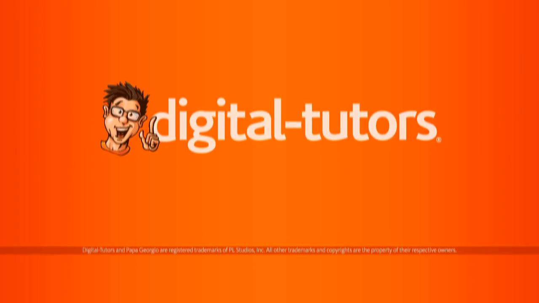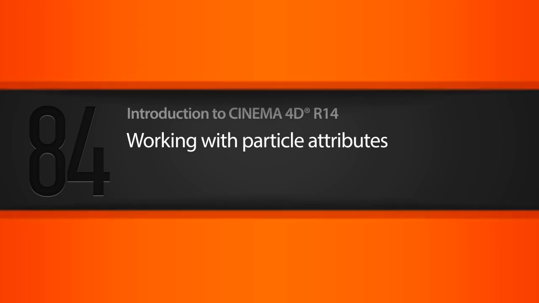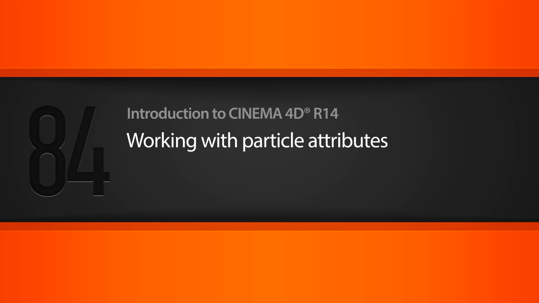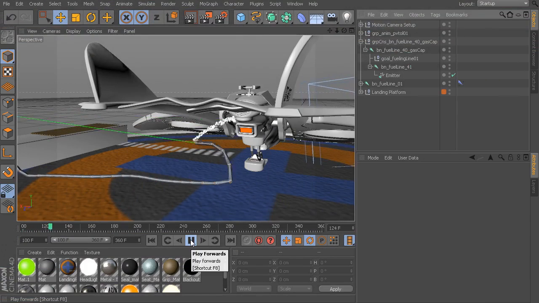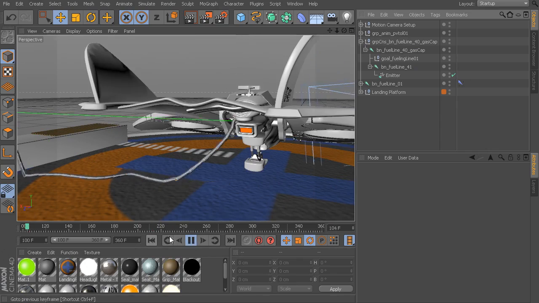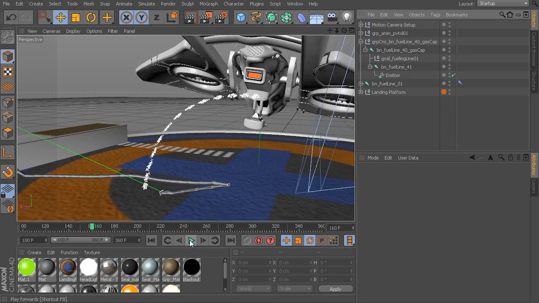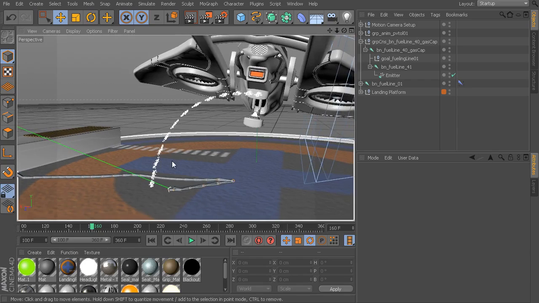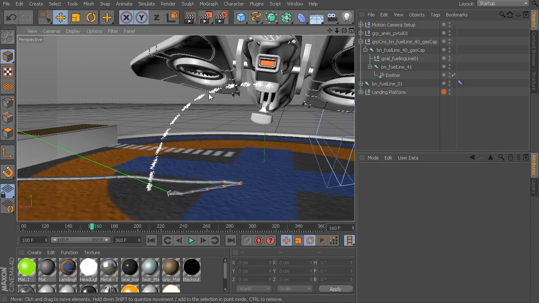In this lesson, we'll start to explore some of the attributes that can be found within our particle systems. Picking up where we left off in our previous lesson, you can see now we have our particles coming out the back of this hose. These still need a lot more work, so we still have a couple of lessons that we're going to spend fixing this up.